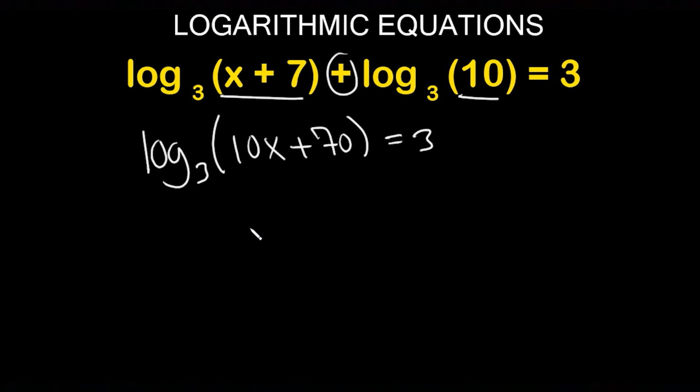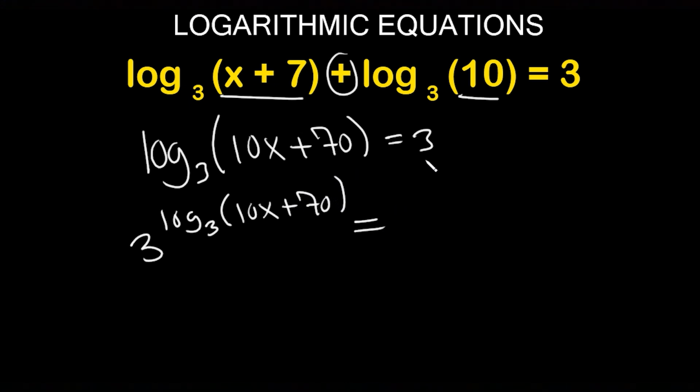Okay, this one's a little bit different because I have a logarithm on my left-hand side, but I do not have a logarithm on my right-hand side. I can't use that one-to-one property where the logs will cancel out, but we can use the inverse property. And the inverse property states if I have a base that matches the base of my logarithm, they will cancel out. So I can go ahead and manipulate the equation, rewriting it as 3 to the power of log base 3 of 10x plus 70, okay?